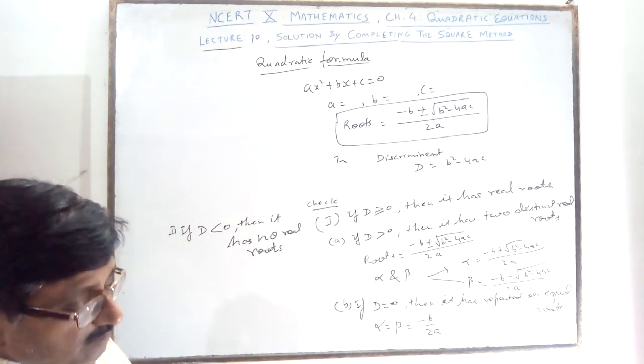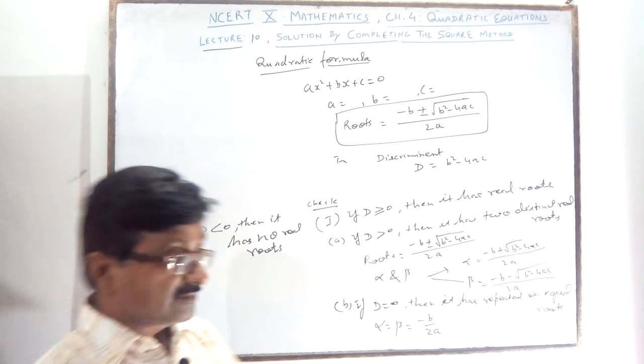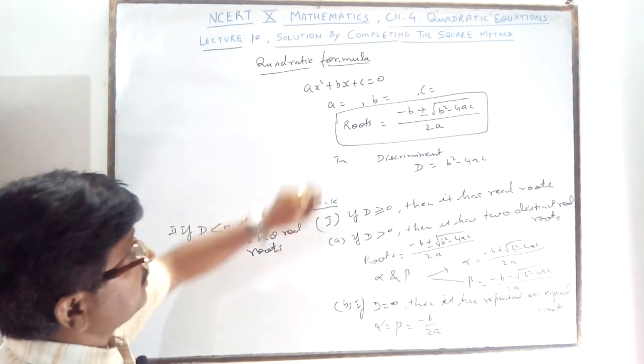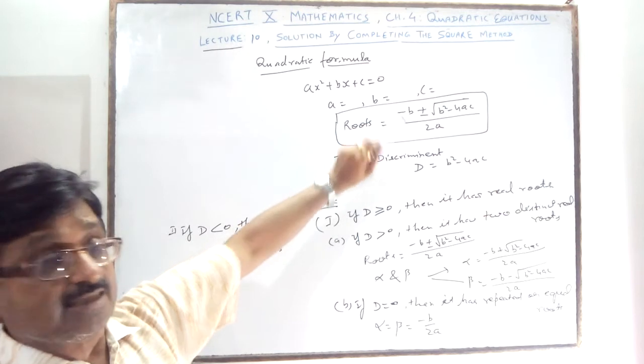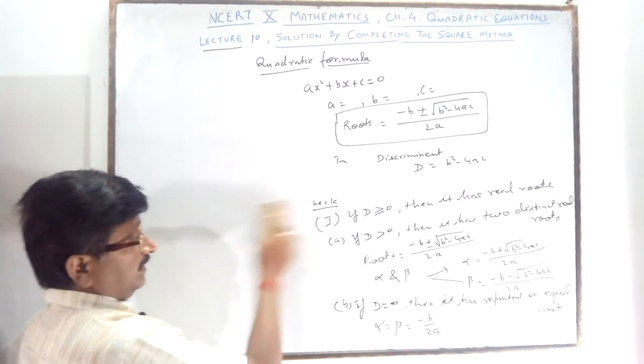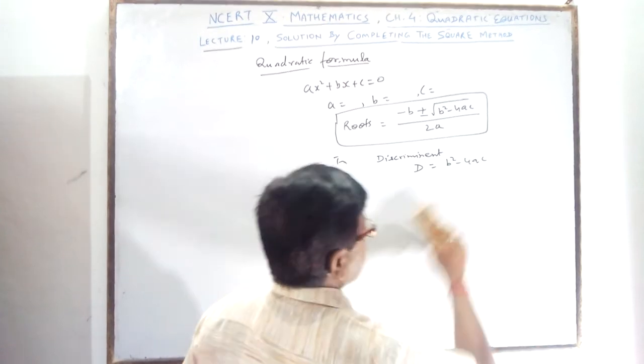The derivation of this quadratic formula is also there. How will you derive this formula? From where are you getting this Sridharacharya formula? And then you will see the examples. It is very common.